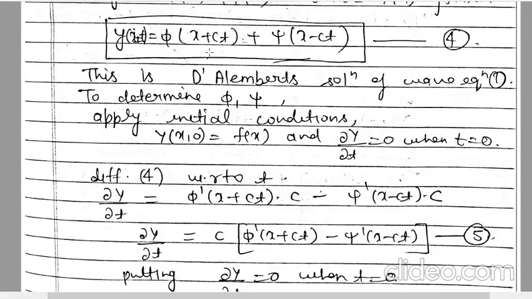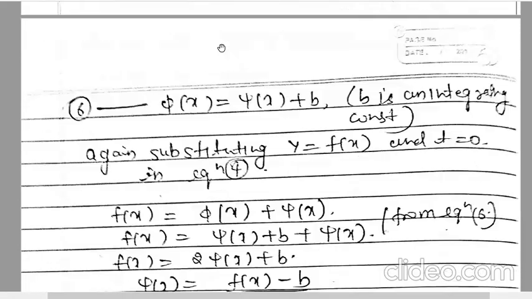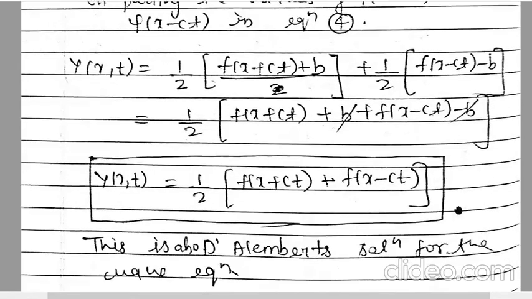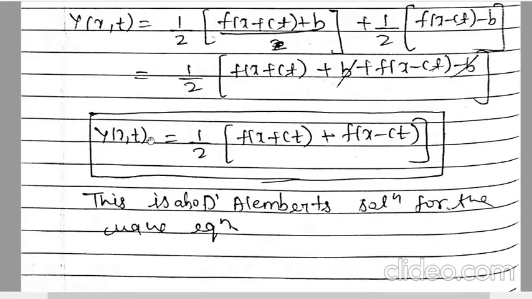Here in phi x, x is replaced by x plus ct. So your phi x solution will be half of f(x + ct) plus b plus half psi(x + ct). So psi x is f(x + ct) minus b upon 2. That means x is replaced by x plus ct. Here x is replaced by x minus ct. Just solve this and you will get your final answer of D.